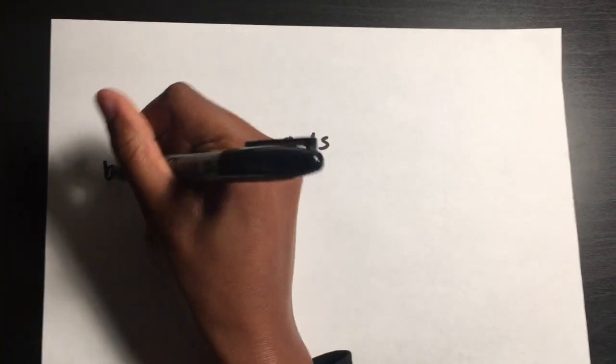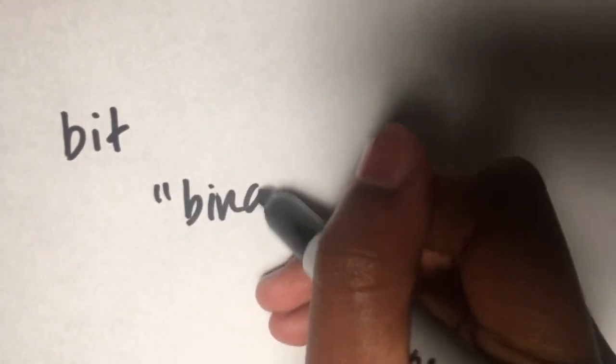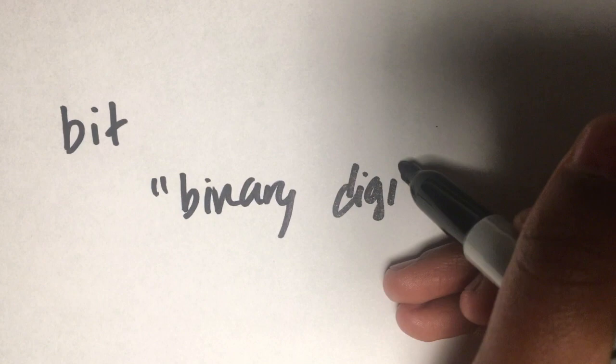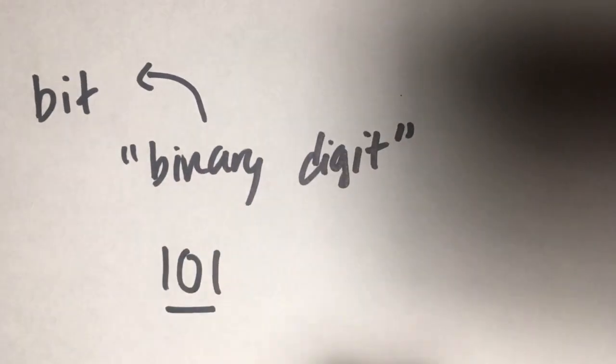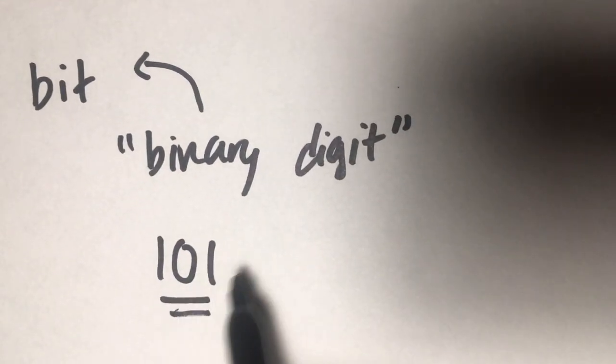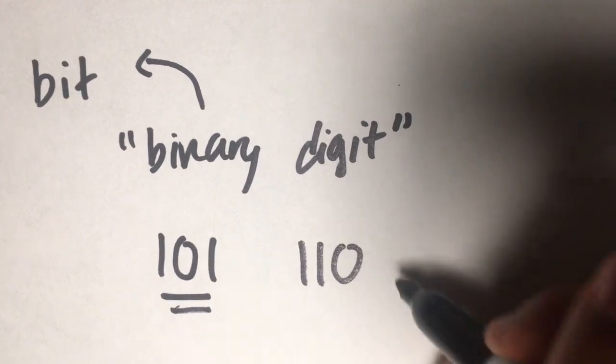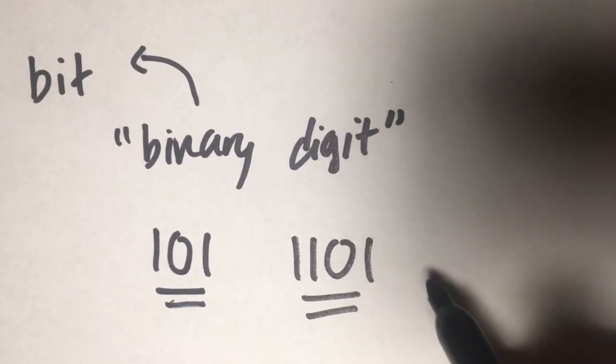Each digit in binary numbers is called a bit. So the only bits that are in binary code are ones and zeros. After binary digit. 101 has three bits, as you can see. 1101 has 4, as you can see, and it goes on from there.